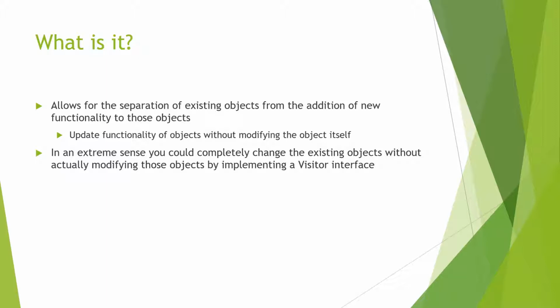So first things first, what is it? The visitor design pattern allows for the separation of existing objects from the addition of new functionality to those objects. So in simpler terms, it allows for us to update the functionality of existing objects without modifying the object itself. We would update the functionality of this object through what is called the visitor object or the visitor interface. This visitor interface would include all of the additional methods or functionality that we would implement into these objects, and these objects would call the visitor interface to allow us to implement those new methods.